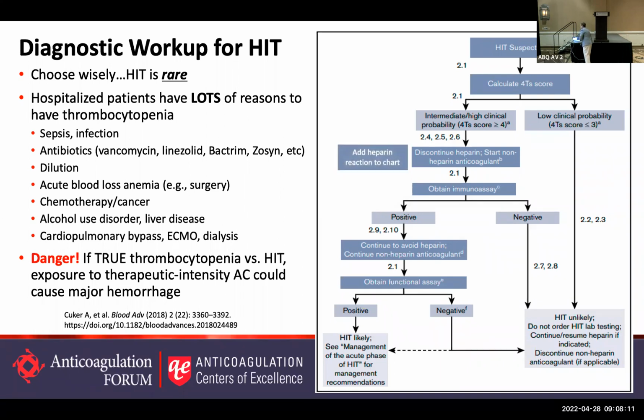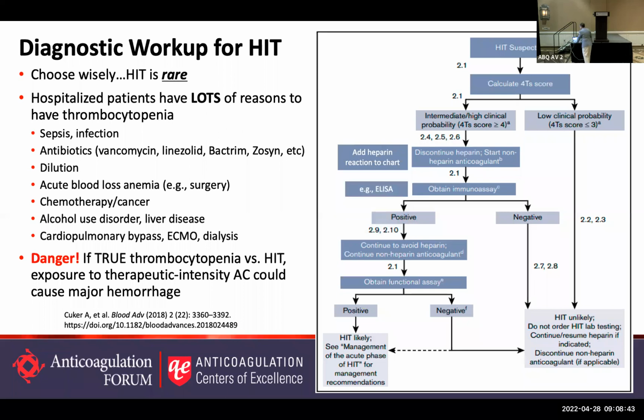But what you can see here is that if HIT's suspected, the first thing you want to do is calculate something called the 4T score. How many of you heard of the 4T score? All right, good. We're going to look at it on the next slide. So if you have a low clinical probability on your 4T score, you don't need to do anything. But if you have a score that's greater than or equal to 4, you're going to need to stop heparin, start an alternative anticoagulant, order some labs. You want to put an adverse reaction in the patient's chart.